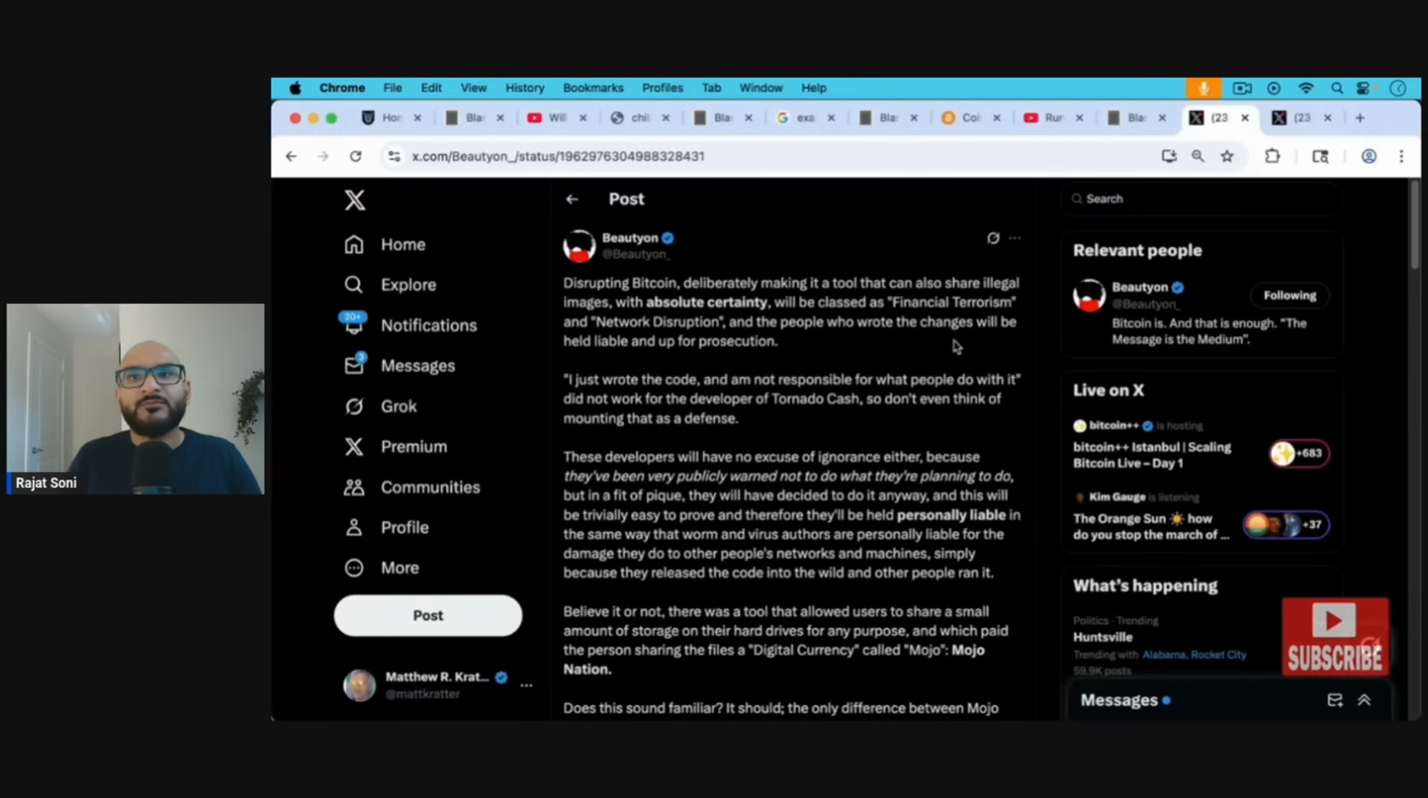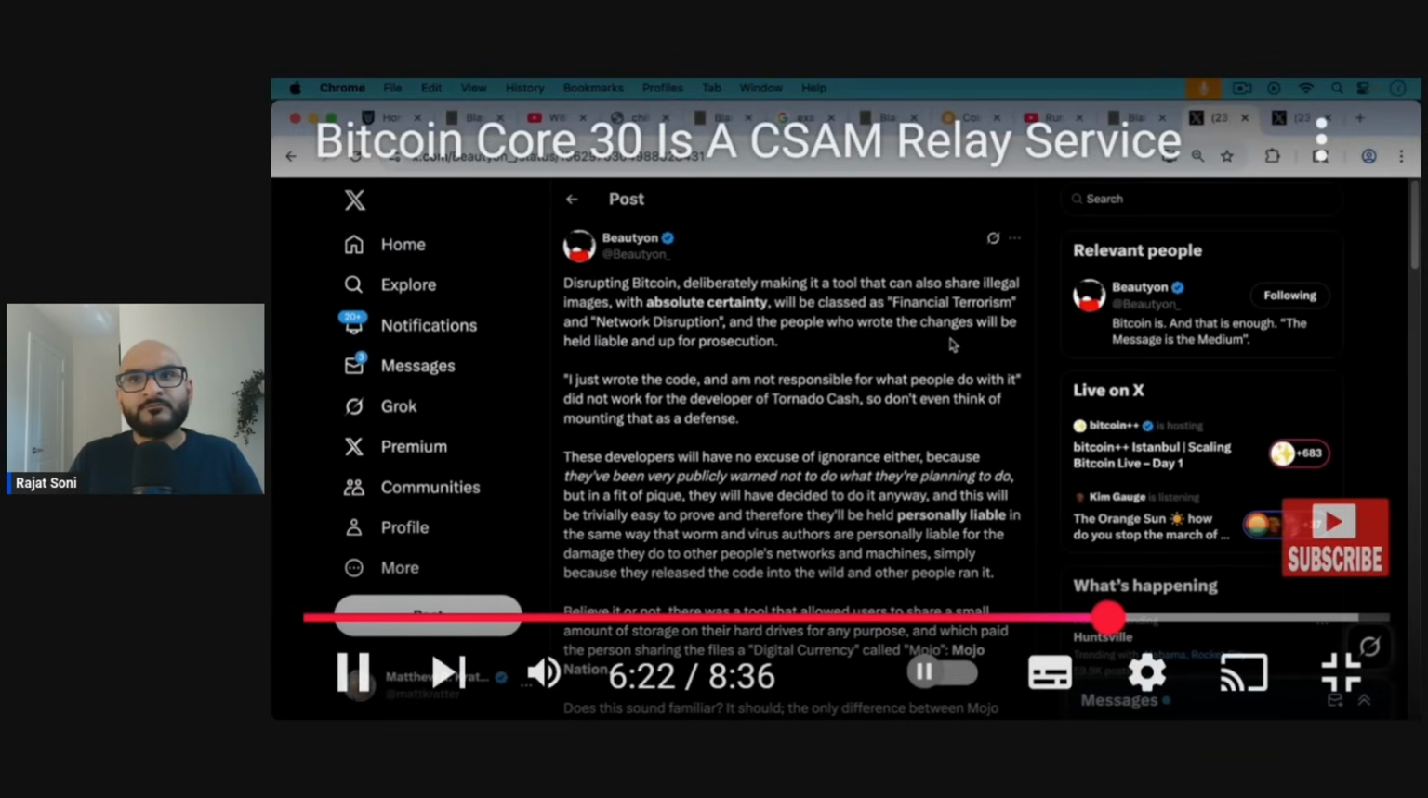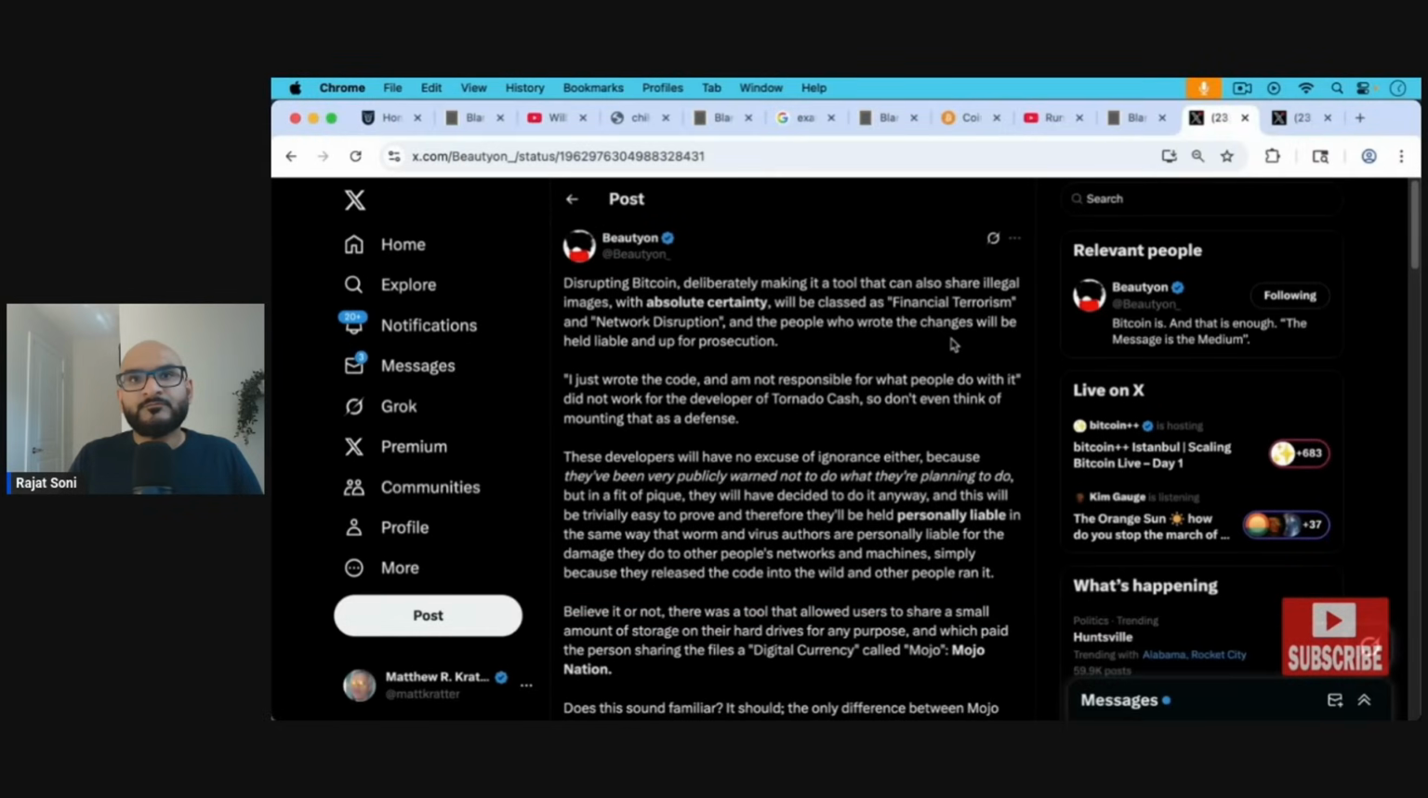These developers will have no excuse of ignorance either, because they've been very publicly warned not to do what they're planning to do. But in a fit of pique, they will have decided to do it anyway. And this will be trivially easy to prove. And therefore, they will be held personally liable in the same way that worm and virus authors are personally liable for the damage they do to other people's networks and machines, simply because they released the code into the wild and other people ran it.